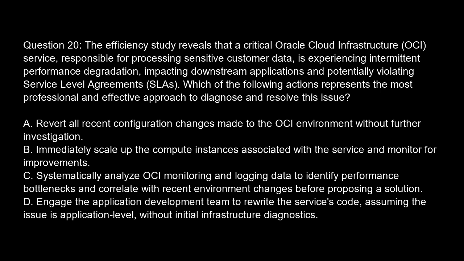Option A. Revert all recent configuration changes made to the OCI environment without further investigation. Option B. Immediately scale up the compute instances associated with the service and monitor for improvements. Option C. Systematically analyze OCI monitoring and logging data to identify performance bottlenecks and correlate with recent environment changes before proposing a solution. Option D. Engage the application development team to rewrite the service's code, assuming the issue is application level, without initial infrastructure diagnostics.